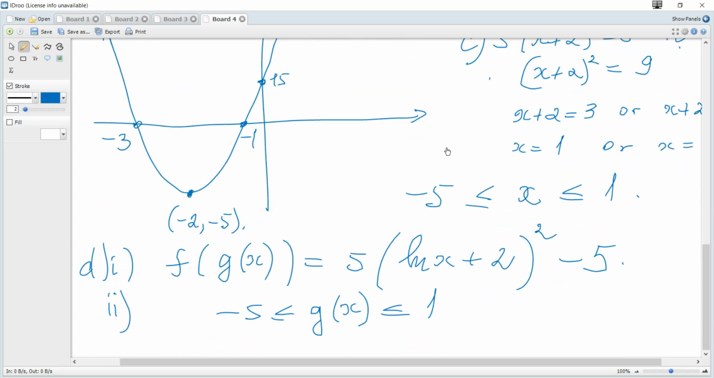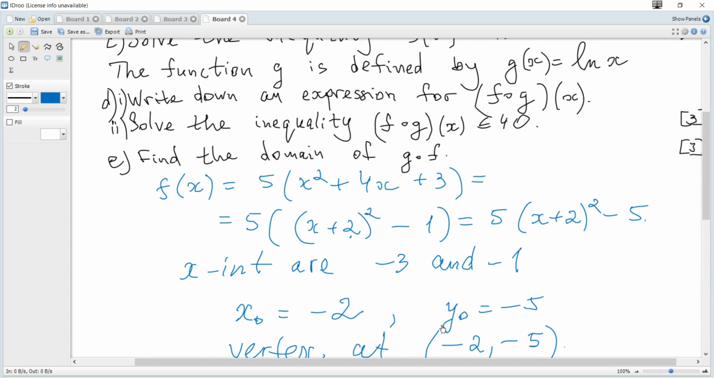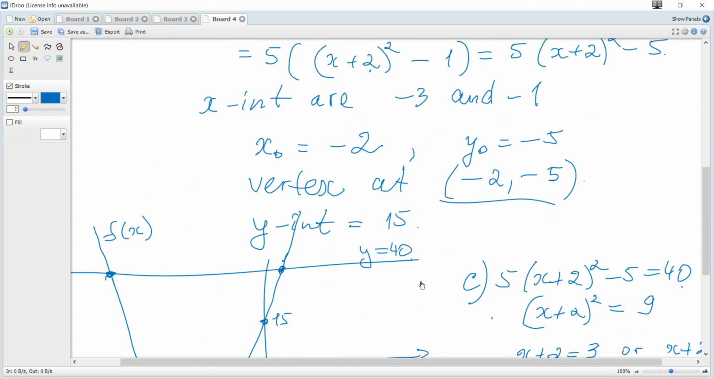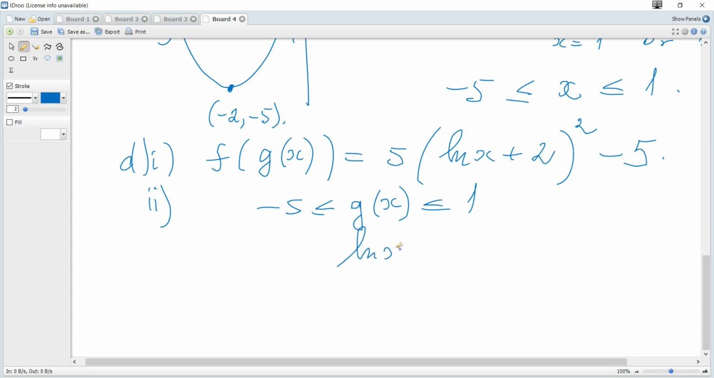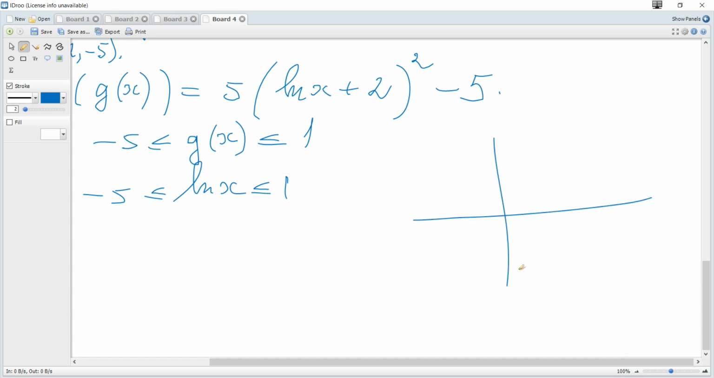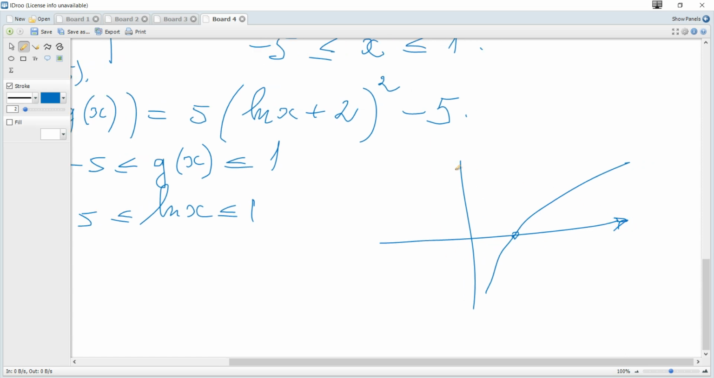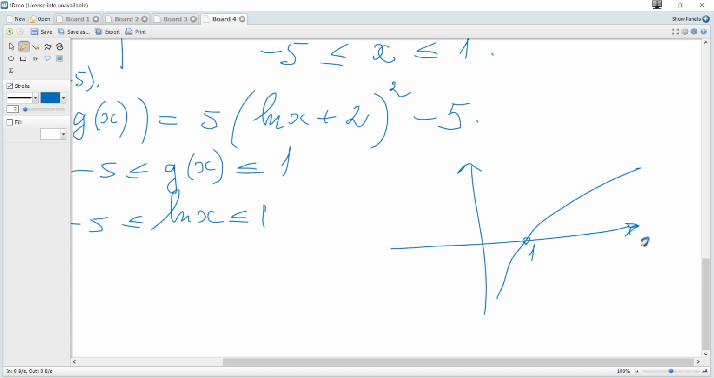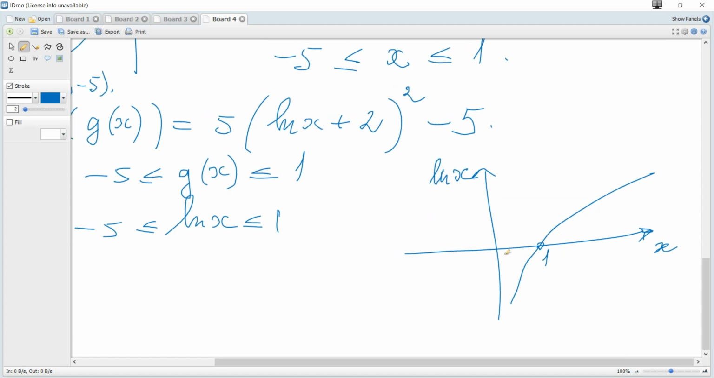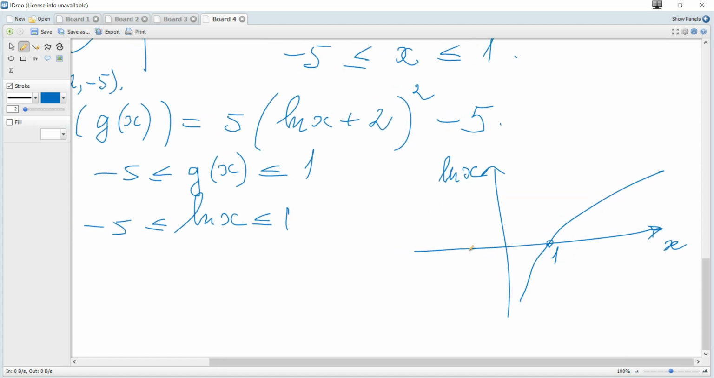But what is g of x? It's ln of x. ln looks like this. Base is greater than 1 because it's e, it's 2.7 and something, so it's an increasing function. When base is from 0 to 1, it is a decreasing function. It passes through (1, 0). It's x and ln of x, and we need these ln y values to be greater than -5 and less than 1.